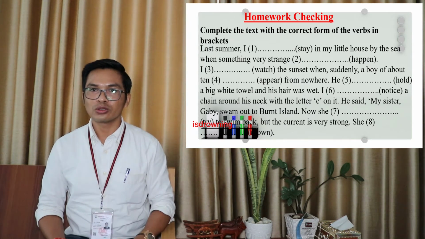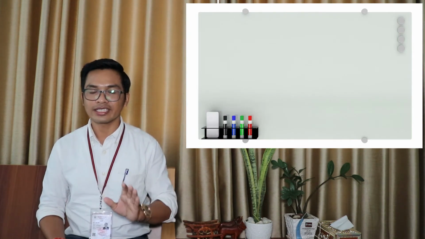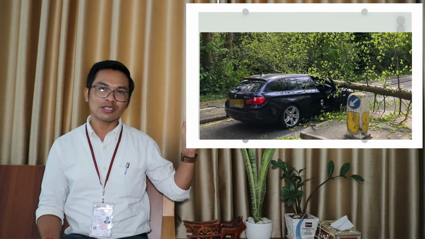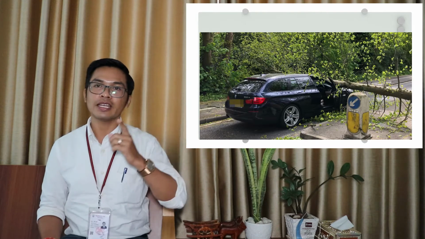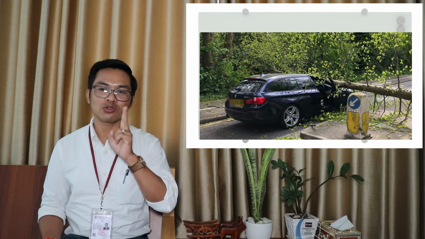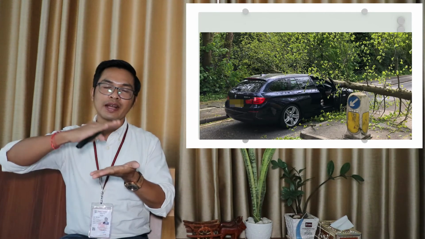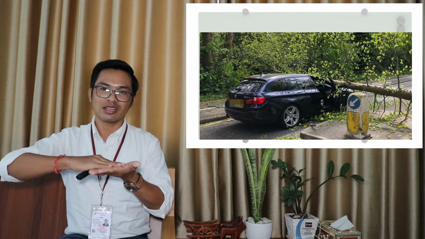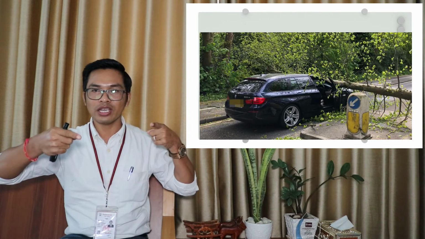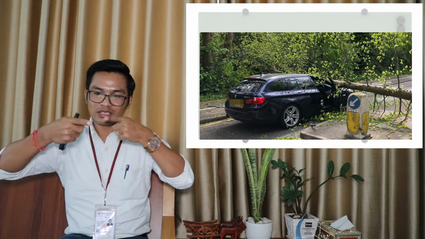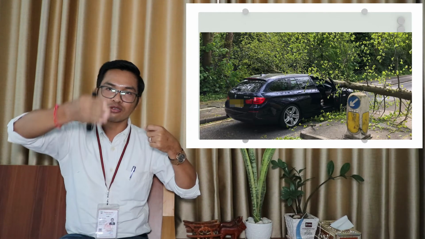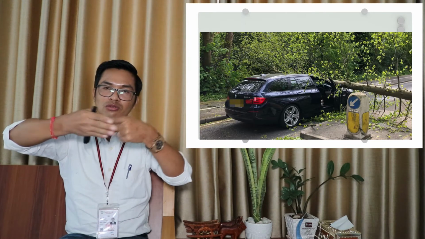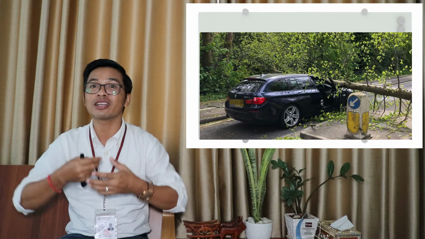I want you to go to the new video, the new lesson today, and you will see a picture. So what can you see in this picture? Can anyone tell me what the picture is about? In this picture, there is a car and trees. The tree is falling into the road, and the car hits the tree. As you can see my action, the tree fell into the road and the car ran into the tree, or hit the tree. So it's called an accident.